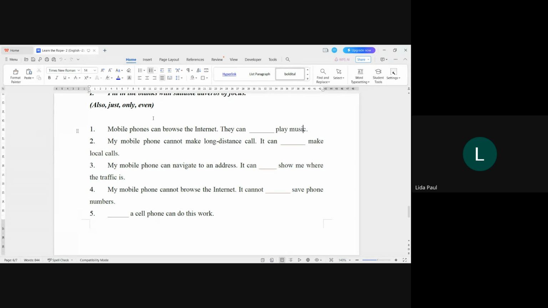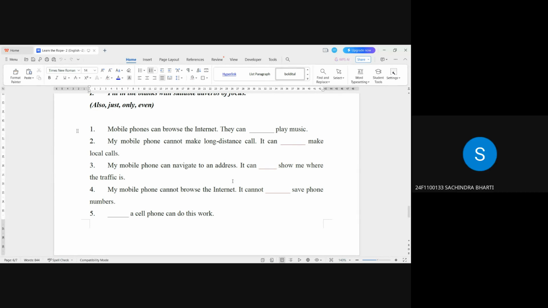Now, fifth one: dash a cell phone can do this work. Only a cell phone can do this work, or even a cell phone can do this work. Yes, only, or even again in this blank. And just can also be there. Just a cell phone can go, right? So just, only, even, all the three would fit.